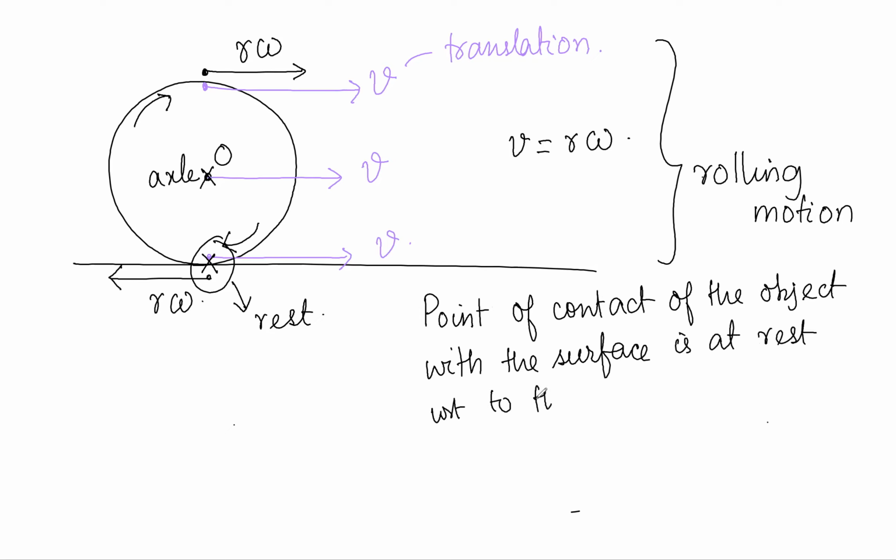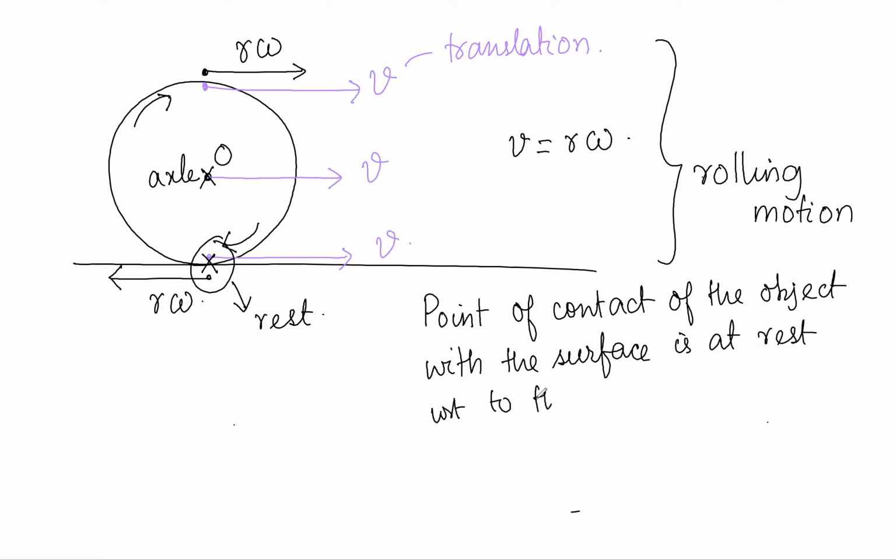So if an object is moving a little bit, it is sliding, it is doing whatever it is, then that is not rolling. If it is moving in such a way that the point of contact with the surface stays at rest with the surface, then such kind of a motion is called rolling or pure rolling. Okay, understood? Let's take an example.